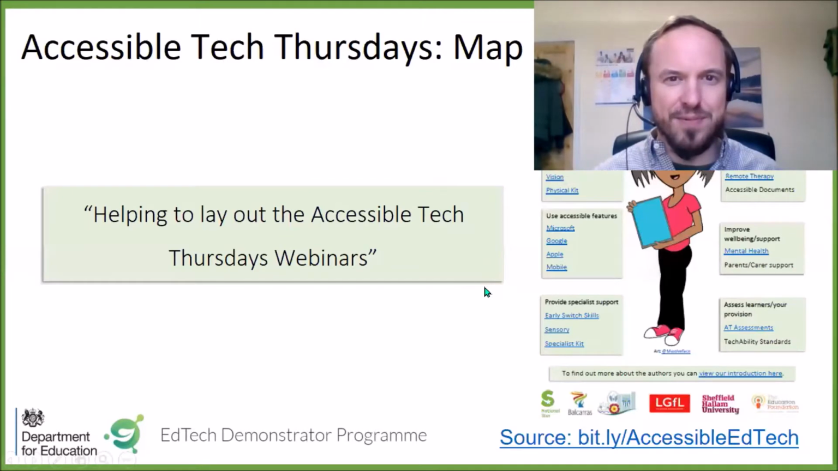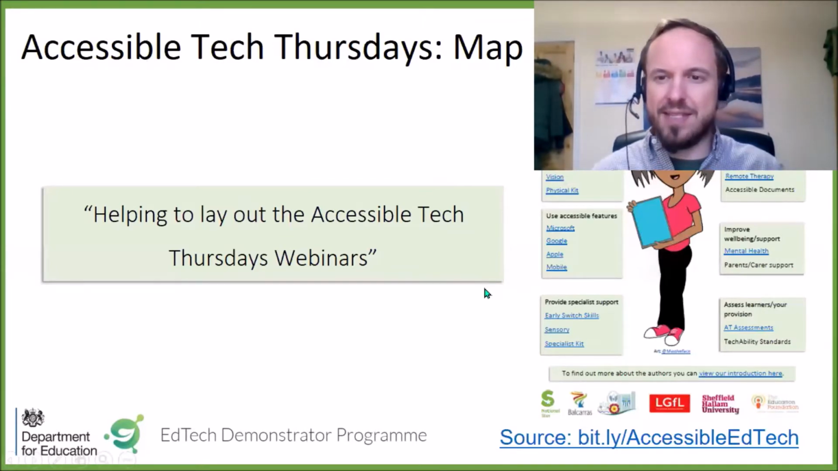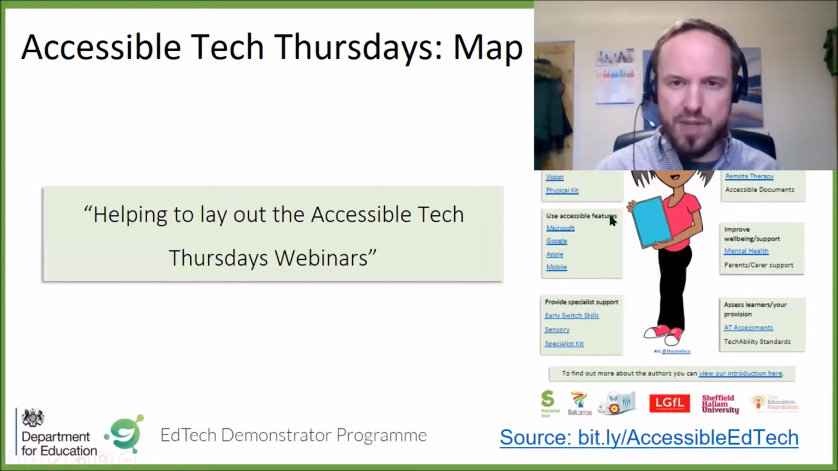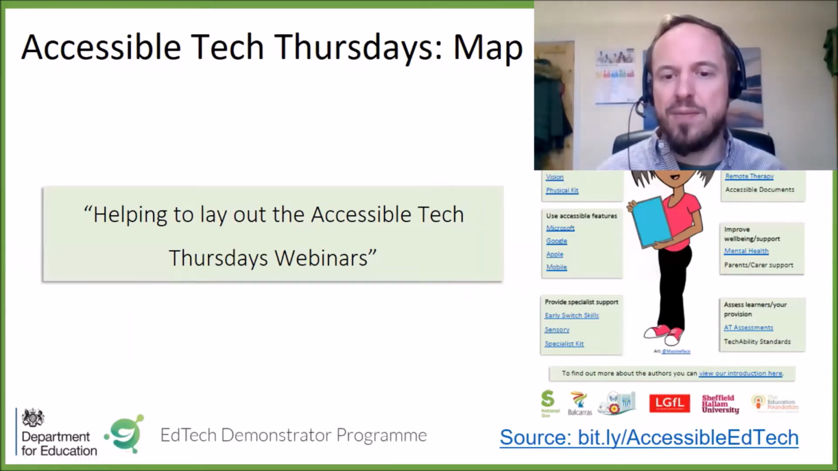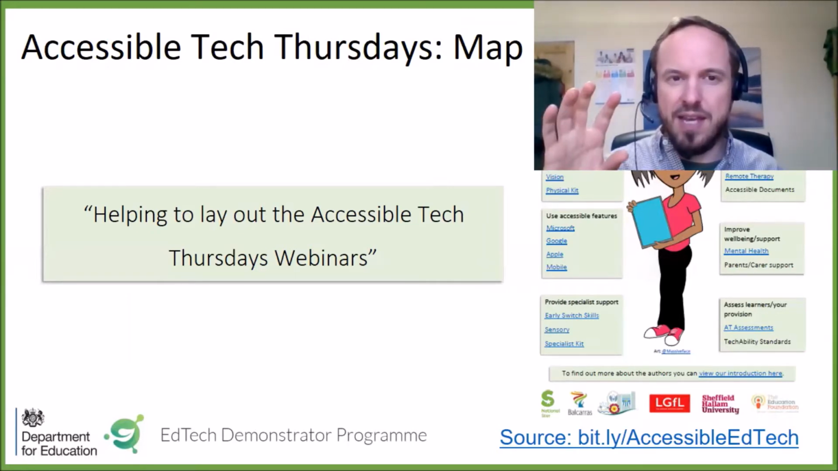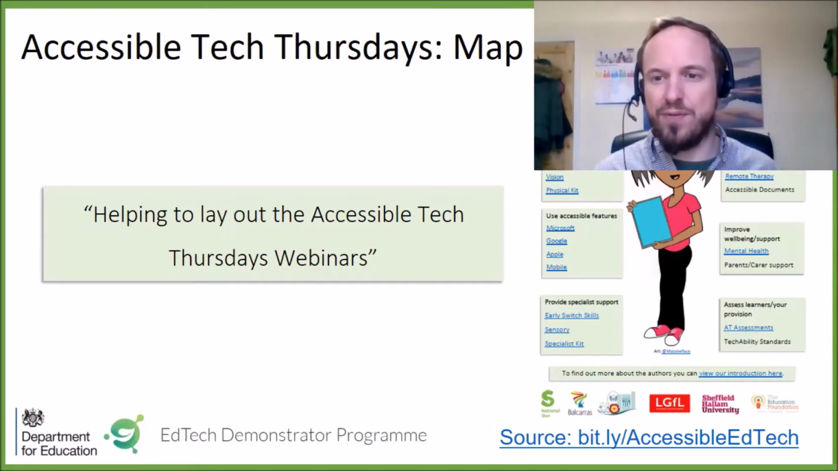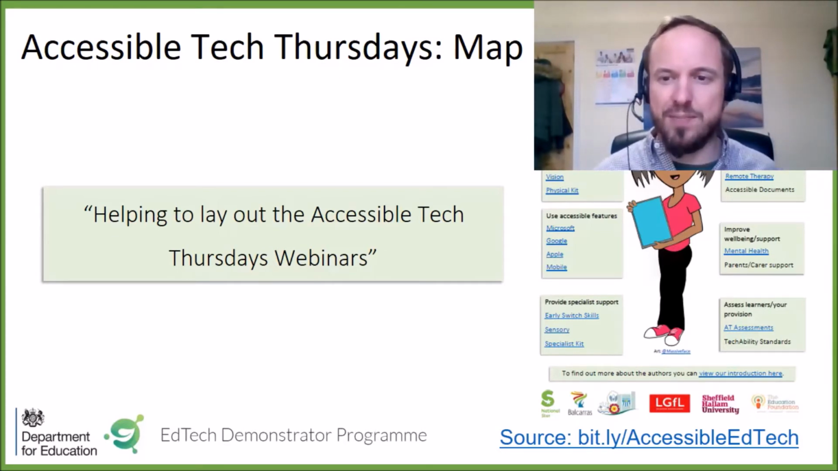So, Accessible Tech Thursdays has a number of different webinars, and we have a really good resource where you can access these now in logical order. It'll give you a kind of a map. So if you follow that source at the bottom right there, bit.ly accessible edtech, it'll give you a link to that guide there, and it'll split into the tools, your delivery, accessible features, improve well-being and support, provide specialist support, and also assessing your learners and your provision.